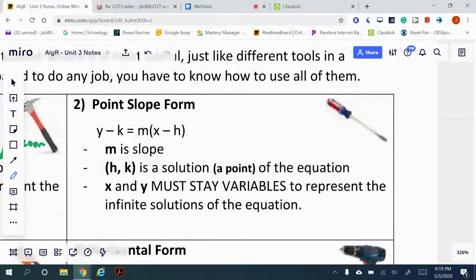So now, if you notice in point-slope form, guys, there's 5 variables. It's a little bit more complicated. Right, there's a little bit more to keep track of and remember here, but you're going to see it's a little more wide-reaching. It's a little more usable than slope-intercept form.